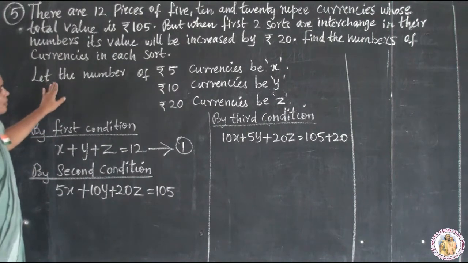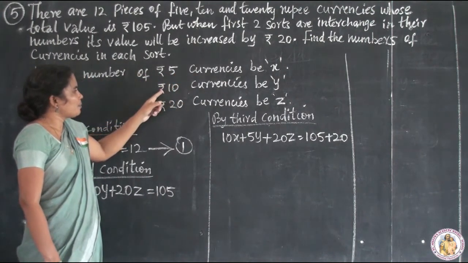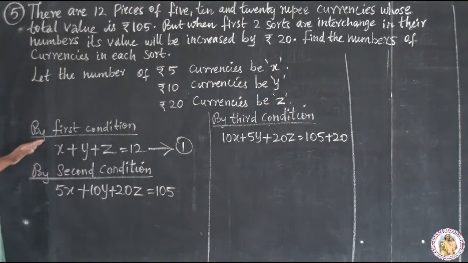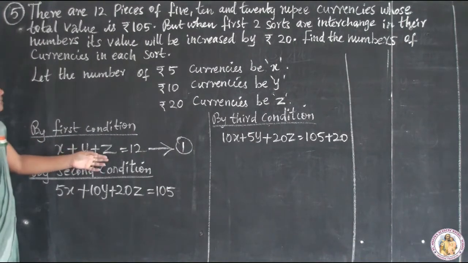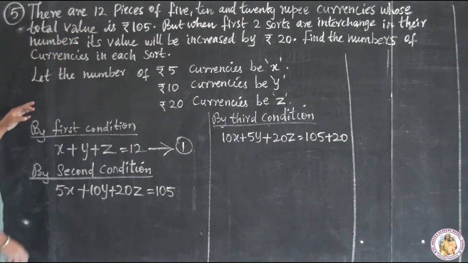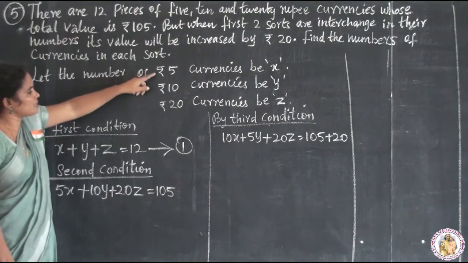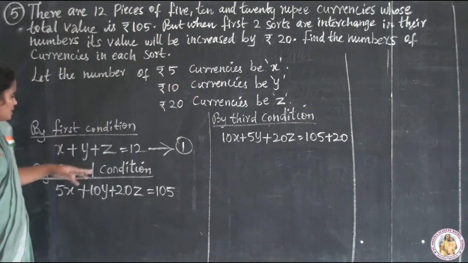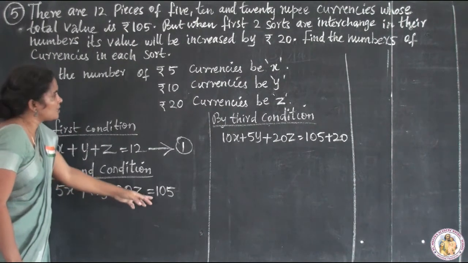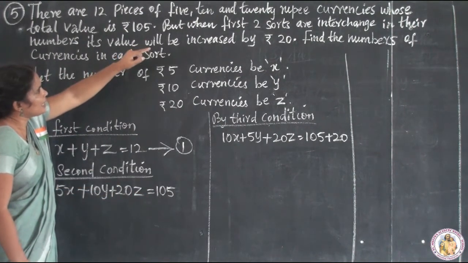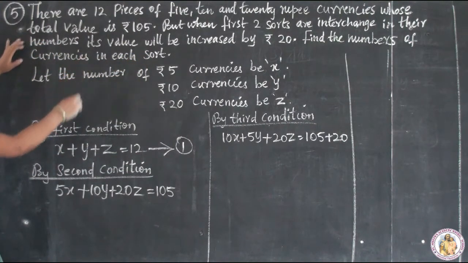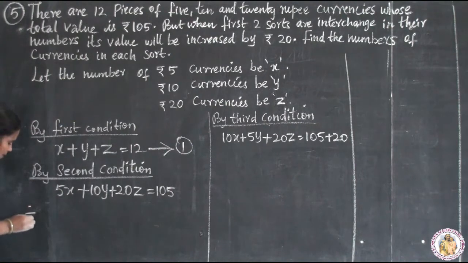Let the number of rupees 5 currency be x and rupees 10 currency be y and rupees 20 currencies be z. By first condition, x plus y plus z is equal to 12. There are 12 pieces, isn't it? So 5, 10 and 20 rupees, it is x, y and z. By second condition, 5x plus 10y plus 20z is equal to 105. 5, 10 and 20 rupee currencies whose value is 105. So we can reduce this. Divide by 5.